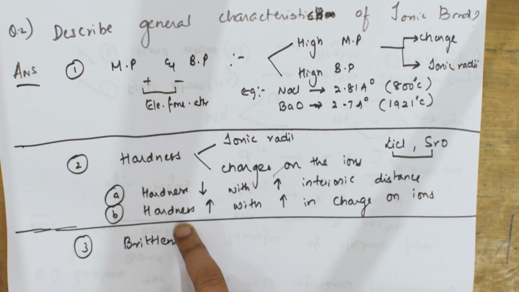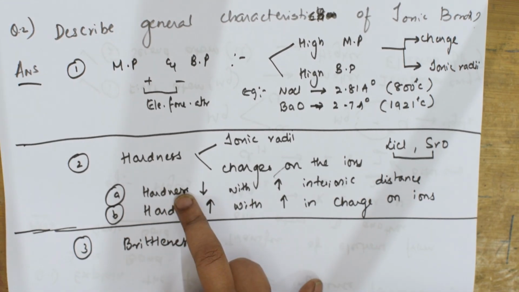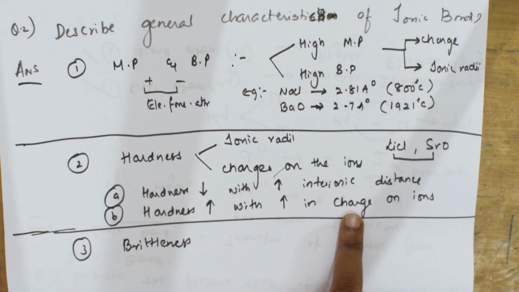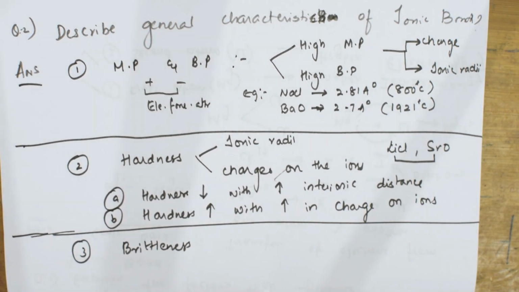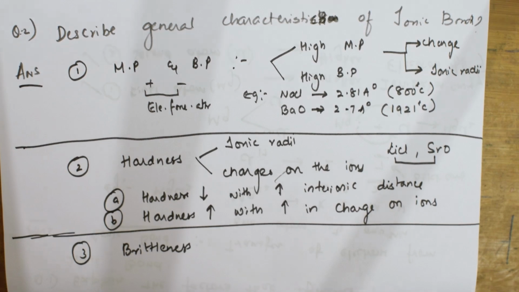Done, students? Once again, as the distance increases, ionic radii increases, the interionic distance increases, hardness will become less. I can easily break it. As the charge on the ion increases, hardness also increases, because the cations are tightly fixed in the crystal lattice, and it is packed together, and hence hardness increases. Right, this is clear, students? So these two concepts we need to remember.